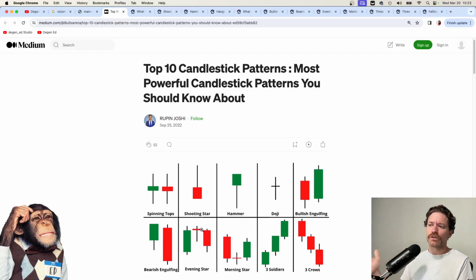Really just going through all 10 of these patterns, reading about them on Investopedia. And then I do have an example for a bearish engulfing candle that I think is really nice, relevant to the market today. So I will go over that once we get to the bearish engulfing candle. But first, I'm going to start with spinning tops.